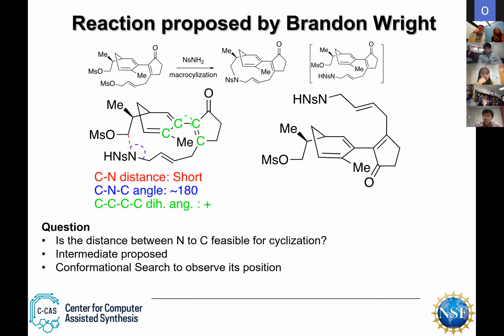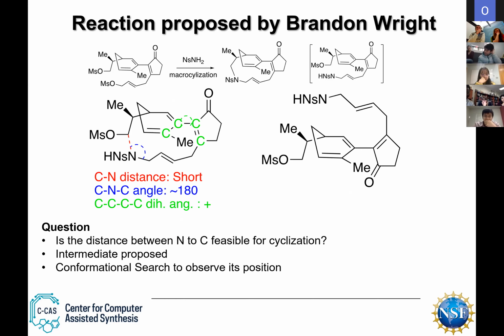So this is the reaction that was given to me by Brandon. Hi, Brandon. This was the macrocycle process or reaction where there was a huge ring formation, as you can see from the reaction that is proposed. The question was, can this ring form, and how can we verify this using conformational search?